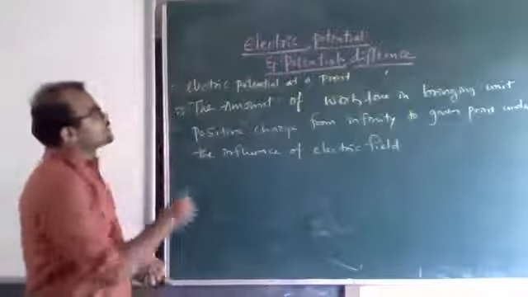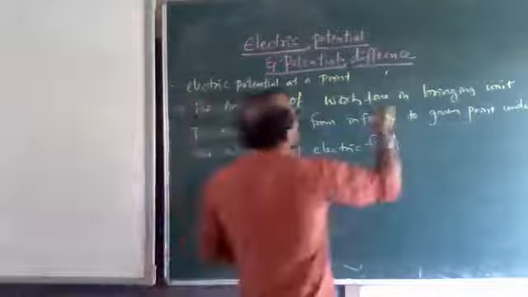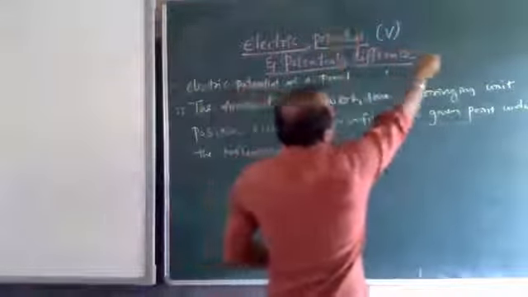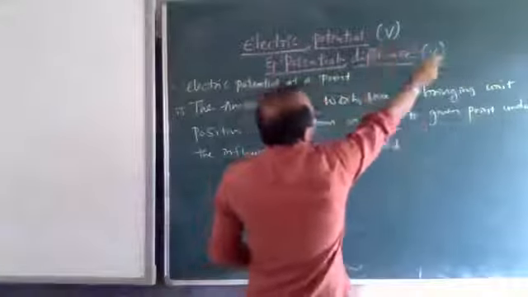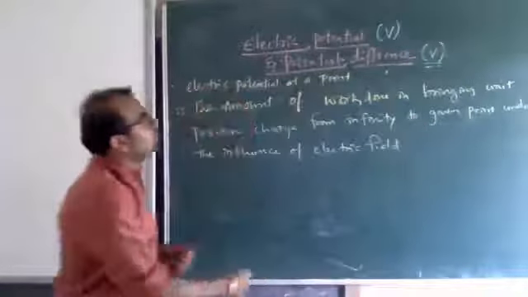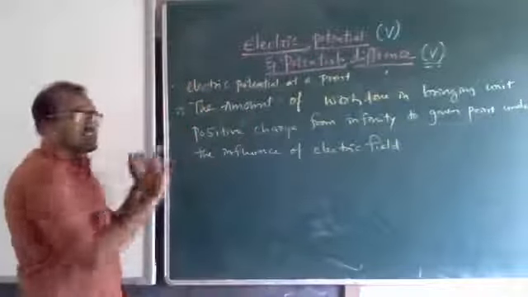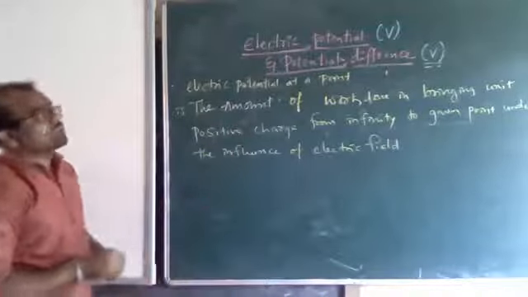Okay, now potential difference. See, this electric potential is also denoted by V, and this is also denoted by V. But this is electric potential, this is potential difference. Okay, for us there is not much of electric potential, this much is enough. So I will tell you about potential difference.